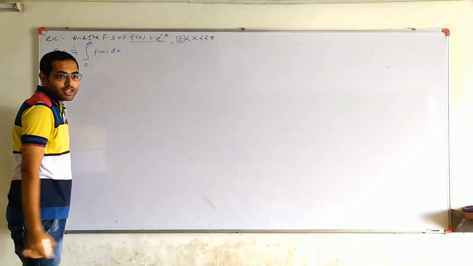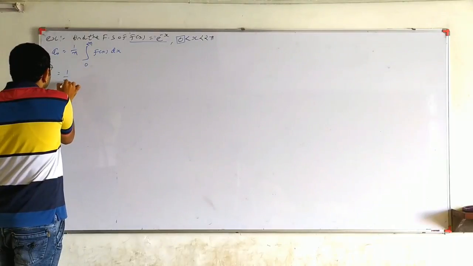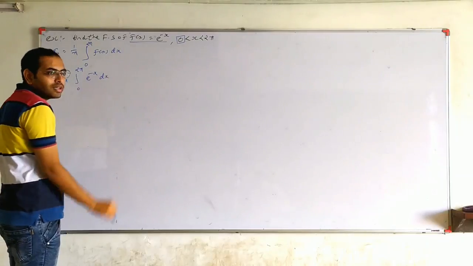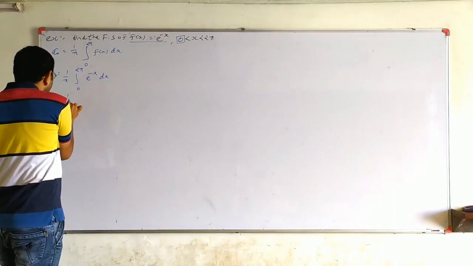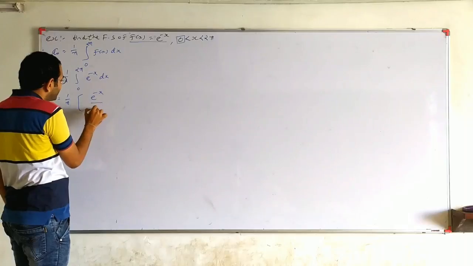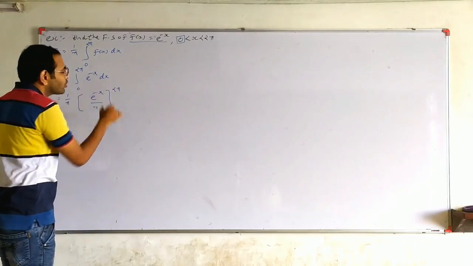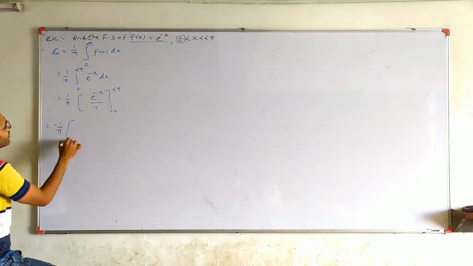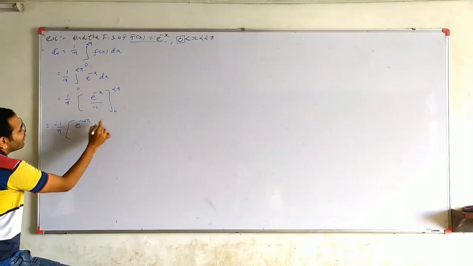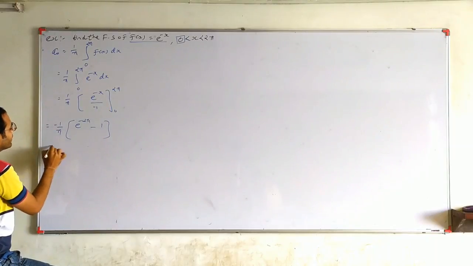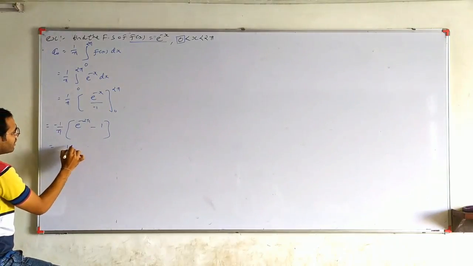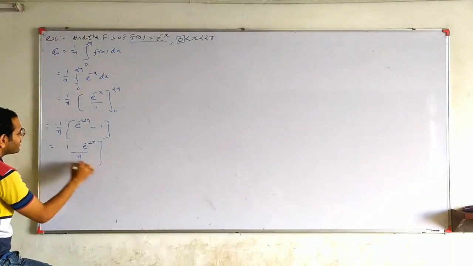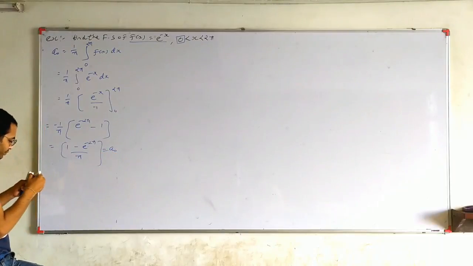Here the function is the exponential function e raised to minus x, then 1 upon pi integral 0 to 2 pi e raised to minus x dx. Integrating this term, we get e raised to minus x by minus 1 from 0 to 2 pi, upper limit minus lower limit. Then minus 1 upon pi, e raised to minus 2 pi minus e raised to 0, which is 1. The minus comes inside the brackets, so we get 1 minus e raised to minus 2 pi by pi. That is the value of a0.